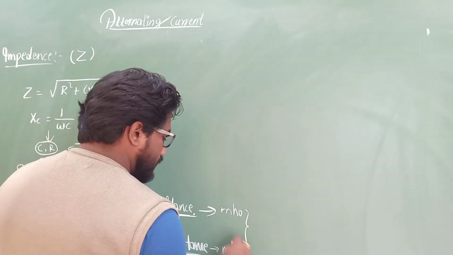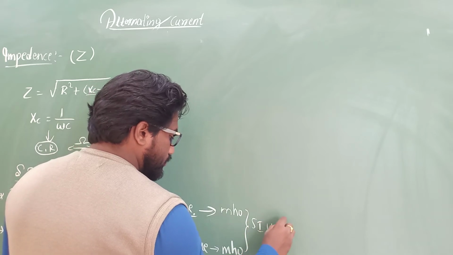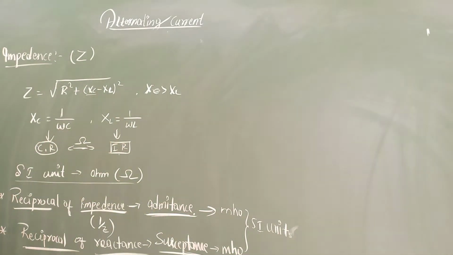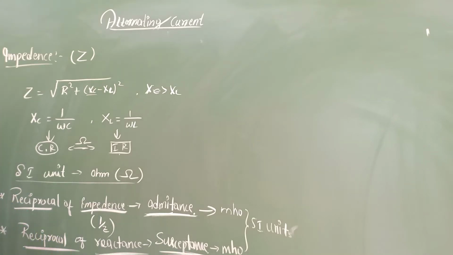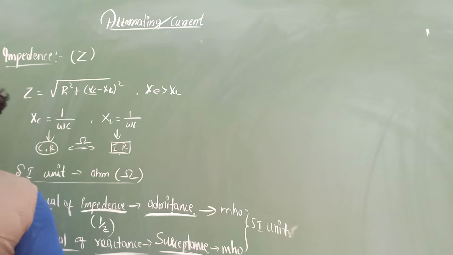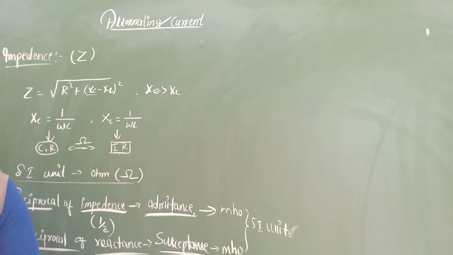So what will be the SI units of admittance as well as susceptance? See, this kind of question you can expect from your exam for 1 mark, or while solving the numericals for 5 marks. Definitely you can expect one numerical from this particular chapter, AC.